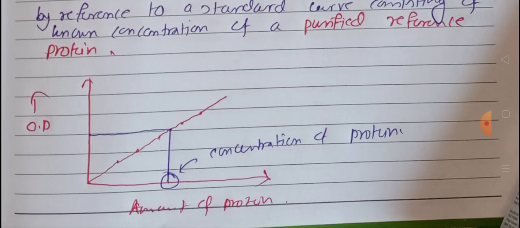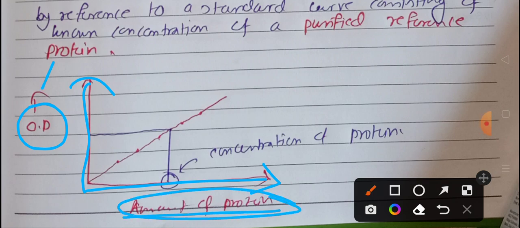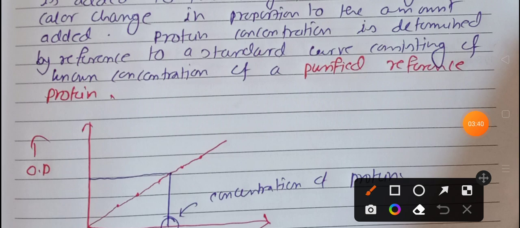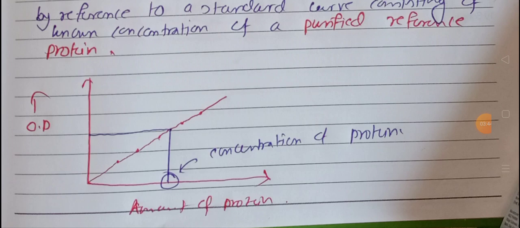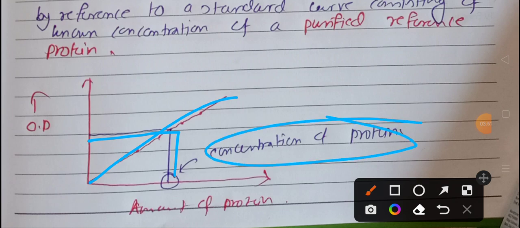After that we create a graph with the OD values on the y axis, that is the absorption values, and on the x axis we take the amount of protein. There will be some standard values, that is for known concentrations of purified reference protein, and an unknown value, and by simple extrapolation we will find out the concentration of protein.